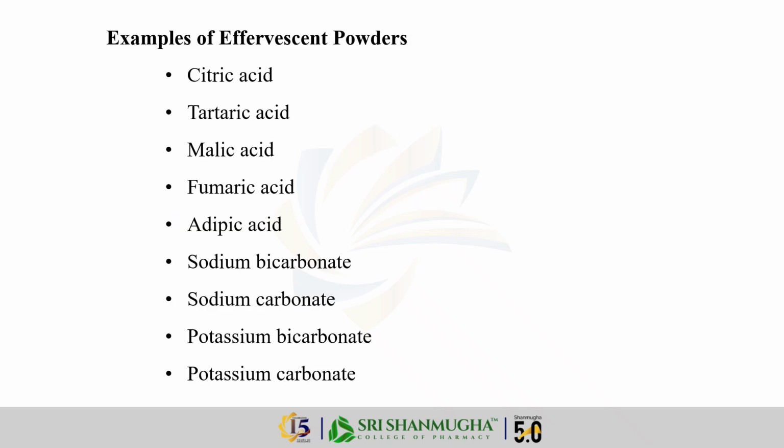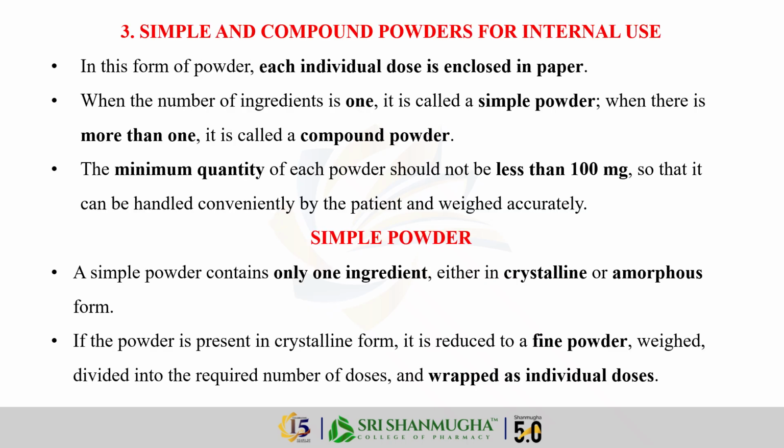These are the examples of effervescent powders: citric acid, tartaric acid, malic acid, fumaric acid, adipic acid, sodium bicarbonate, sodium carbonate, potassium bicarbonate, potassium carbonate. Next, simple and compound powders for internal use. In this form of powder, each individual dose is enclosed in paper. When the number of ingredients is one, it is called simple powder, and more than one is called compound powder.